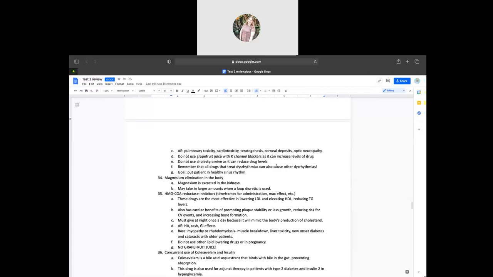Remember that a key thing with any dysrhythmic drugs, such as beta blockers, calcium channel blockers, sodium channel blockers, and potassium channel blockers, is that these medications may treat one dysrhythmia, but may also cause another. Our goal with any of our antidysrhythmics is to put the patient back into a healthy sinus rhythm.